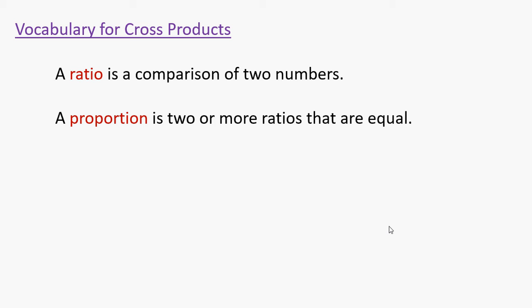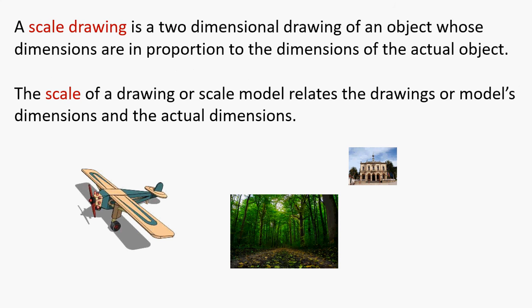So the first two, of course, that we talked about is that a ratio is a comparison of two numbers, and a proportion is two or more ratios that are equal to each other. And so working on the cross products, we have seen that those are proportions. So now we're going to look at real life examples of how we apply proportions.